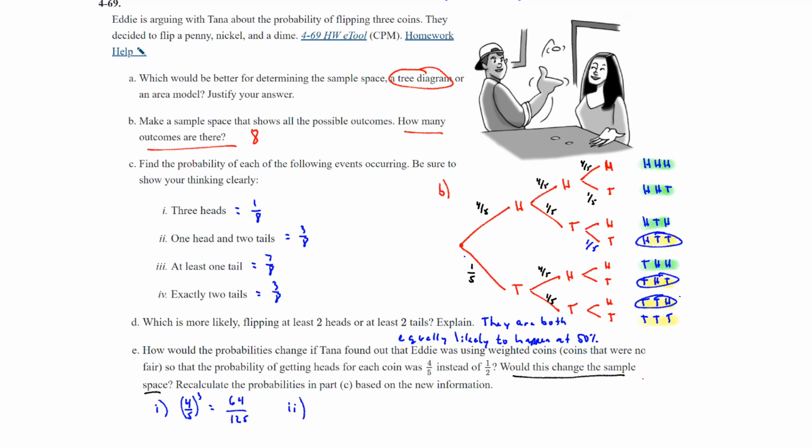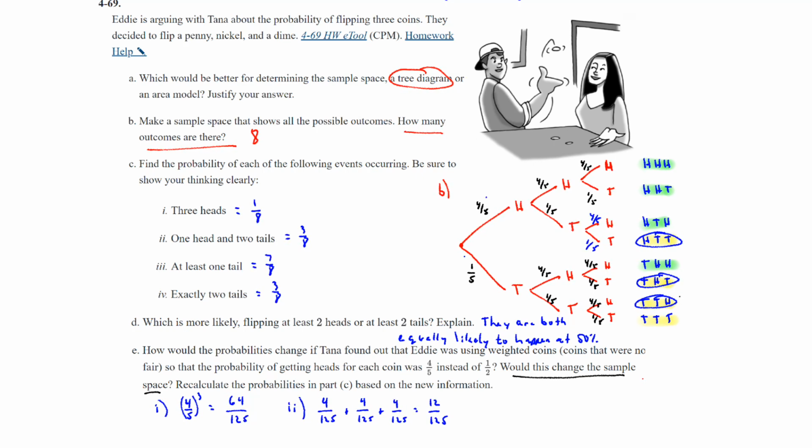And then we got 4/5. I should have marked the rest of these. Anyways, I'll finish marking them, but then we need to multiply and then add those together. And so no matter what, you have 2 tails and a head. So the probability for that to occur is always going to be 4 out of 125.